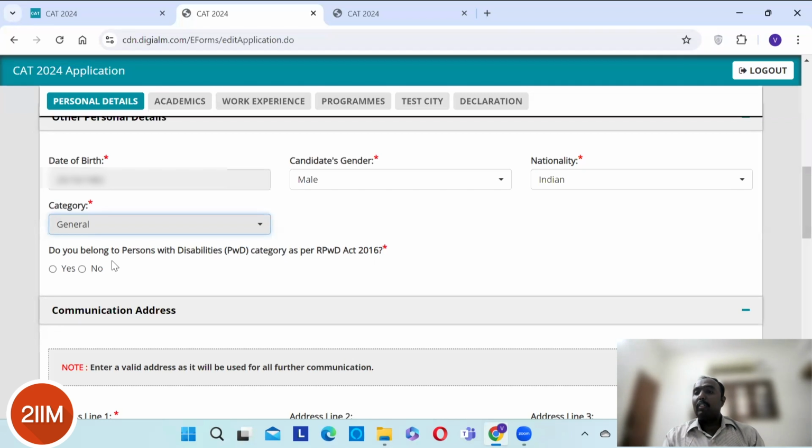Else, what happens is you will directly belong to the creamy layer. When it comes to the creamy layer, you are as good as a general student. So that is how the criteria would be coming in.